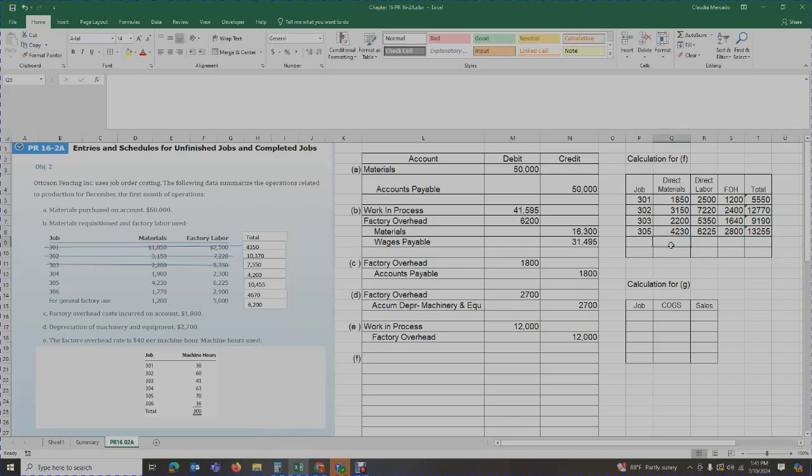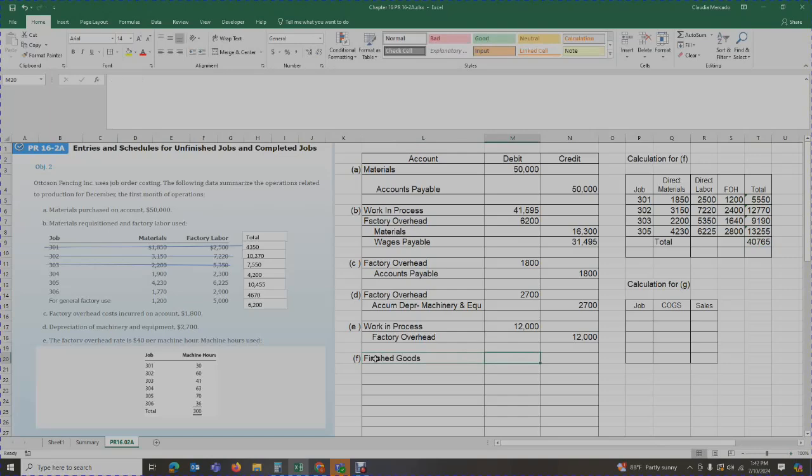So now I am going to get a total of how much has been completed for those 4 jobs. And my total is $40,765. Okay, that is the total of the jobs that have been completed, and then they need to be moved out of work in process and into finished goods. Okay, because now these jobs are finished. So we're going to move this into our finished goods account.